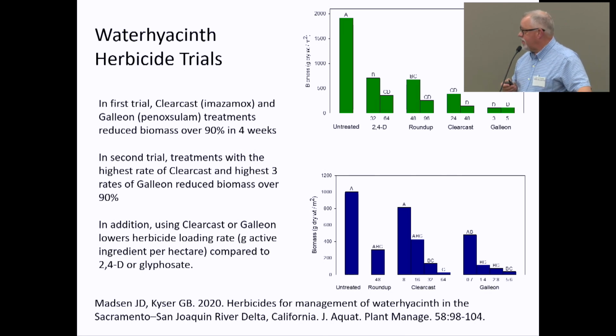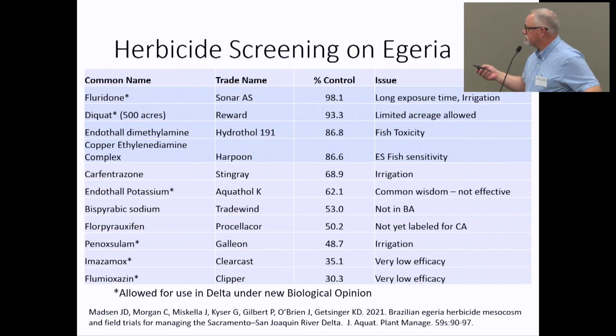And then we did a rate study with Imazamox and Panoxylum because these are not widely used for water hyacinth. You ask, well, why not? Well, because in most places in the country, money is the limiting factor. Need I say more? Anyway, next let's go on to Egeria, Brazilian waterweed.